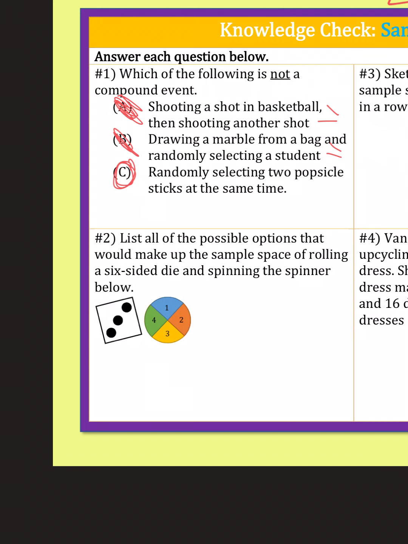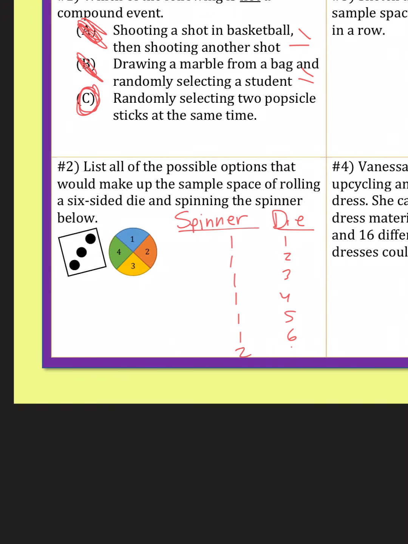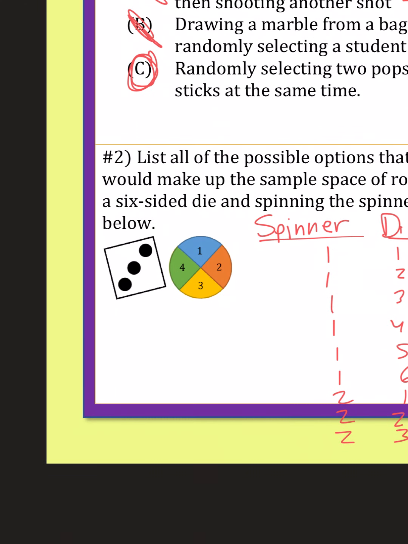Okay, number 2. List all the possible outcomes that could make up the sample space of rolling a 6-sided die and spinning the spinner below. Okay, so let's actually list them this way. So I'm going to start with the spinner first. So with the spinner, and then I'm going to write die over here. I could have the spinner land on a 1 and then the die land on a 1. Spinner land on a 1 and then 2, 1 and then 3. See here I'm going 4, 5, 6. And then I could go 2, 1, 2, 2, 2, 3. And see how this is like a sick game?